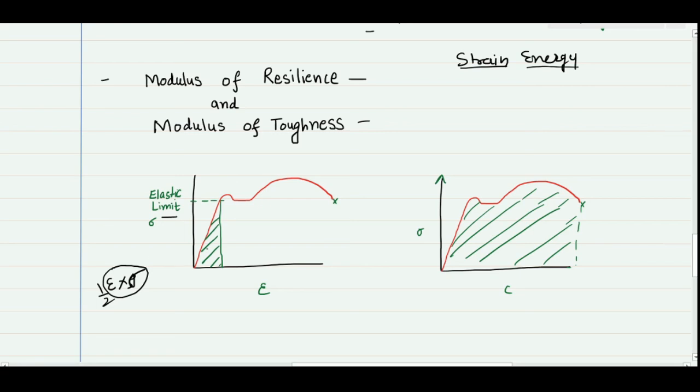In case of resilience, we are going to consider the area up to the elastic limit. But in case of toughness, what is toughness? Toughness is the property to bear the shock load before the fracture. Therefore, in case of toughness, we are going to consider the area up to the fracture point. This is the only important thing for modulus of resilience and toughness: one shows the area up to the elastic limit, another shows the area up to the fracture point. And toughness is basically resistance to shock loading.